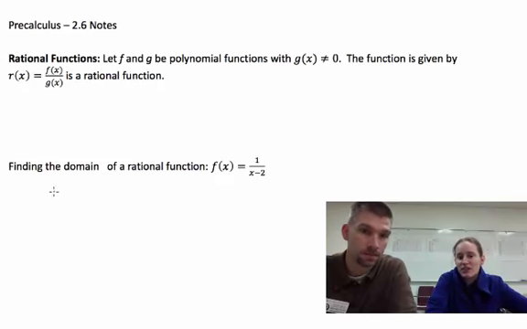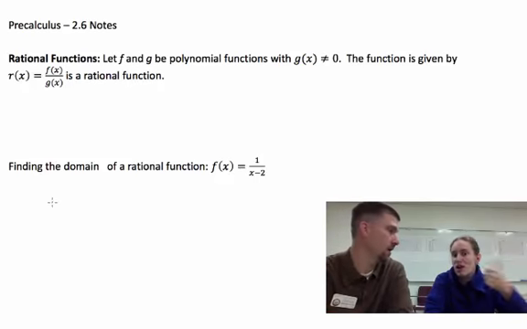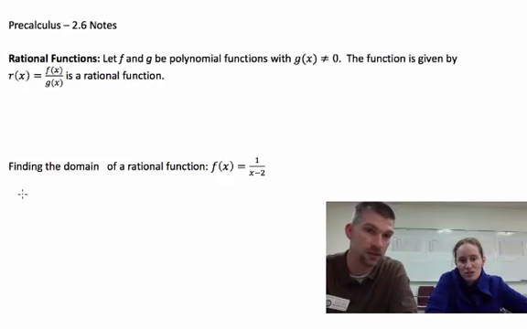Okay, so here's an example. Find the domain of a rational function, f of x equals 1 over x minus 2. Real quick, while we're talking about the domain of this, one thing to remember is that you just can't have 0 in the denominator. You cannot have a 0 in the denominator of any rational function. It's just not a good deal.